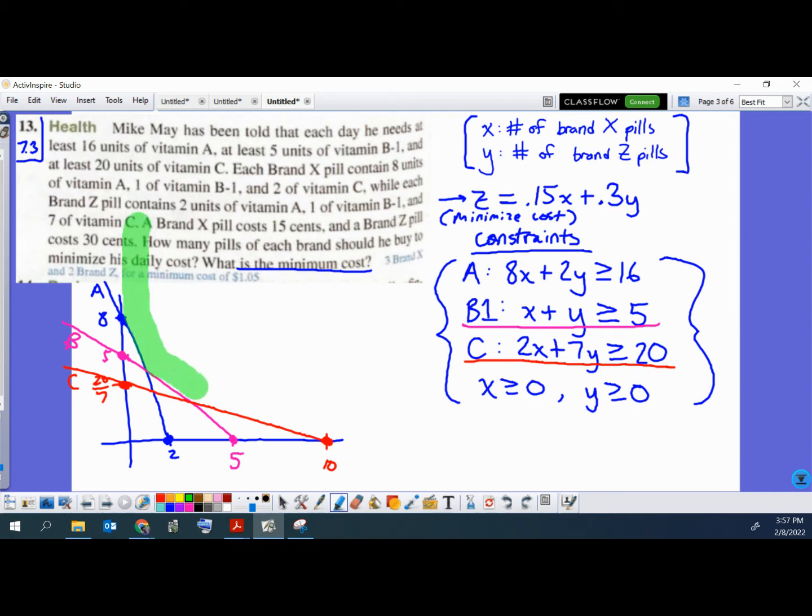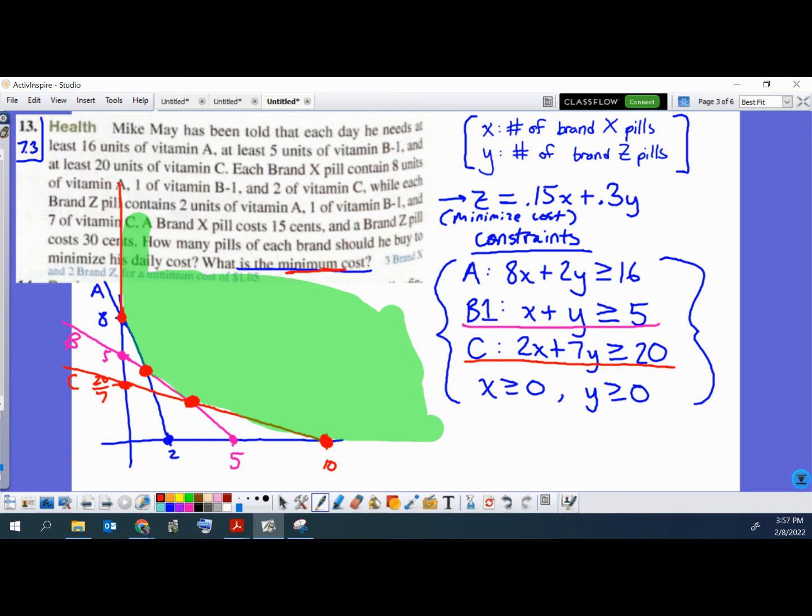This is my feasible region. I guess I didn't really need to make this that perfect, but all this is the feasible region. And so what I need is the corner points here, and the corner points are this point, this point, this point, and this point. They are part of the feasible region, right? And we're trying to find the minimum cost.